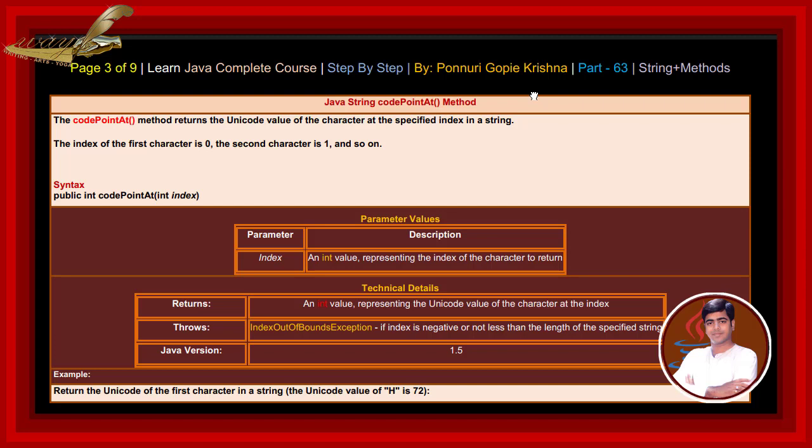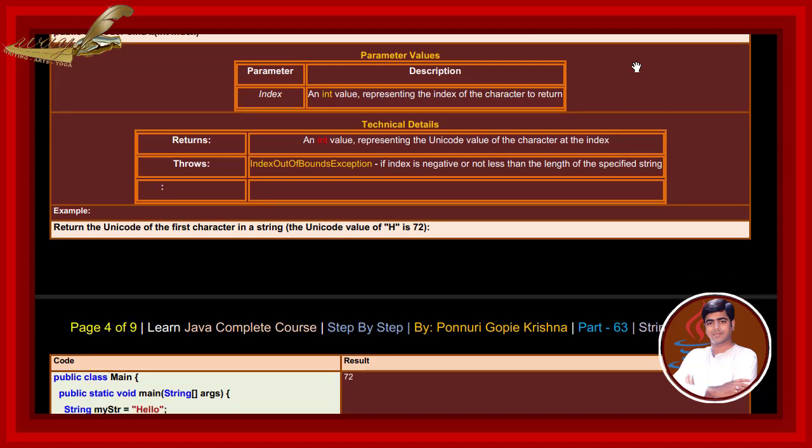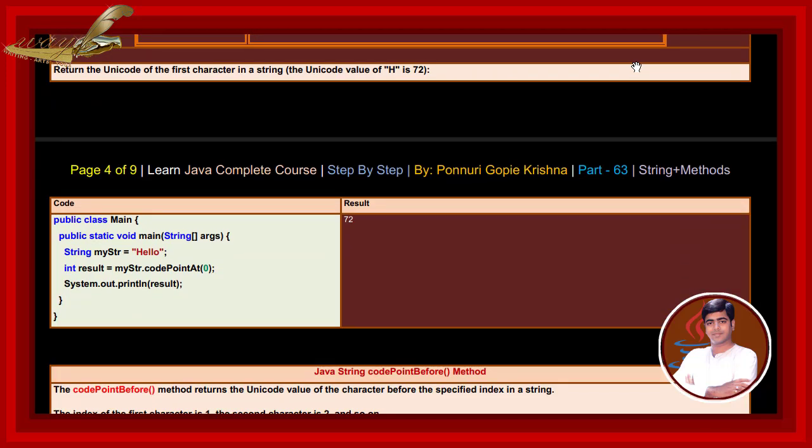Technical details: returns an int value representing the Unicode value of the character at the index. Throws: IndexOutOfBoundsException, if index is negative or not less than the length of the specified string. See the example. Return the Unicode of the first character in a string. The Unicode value of H is 72. If we write and execute this code, the result returned is 72.